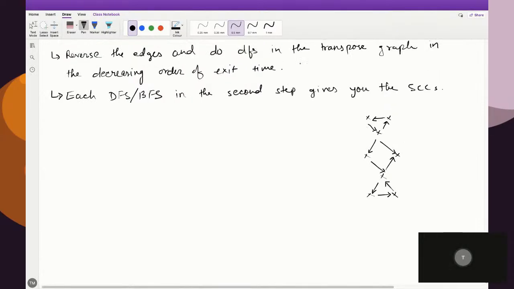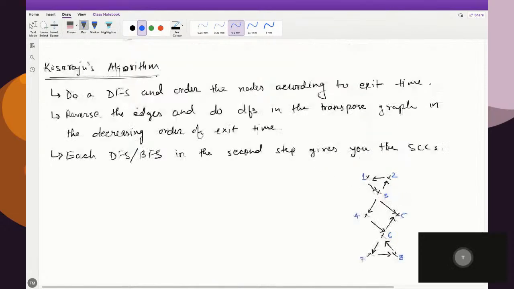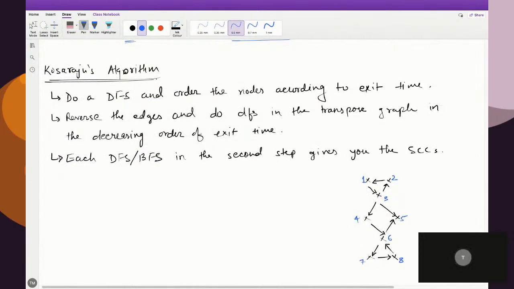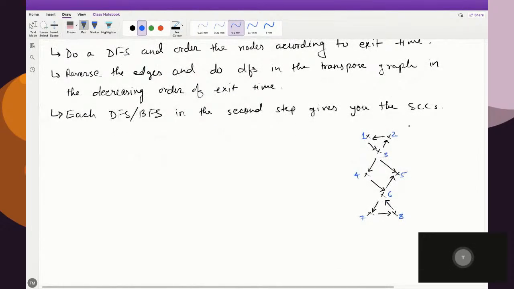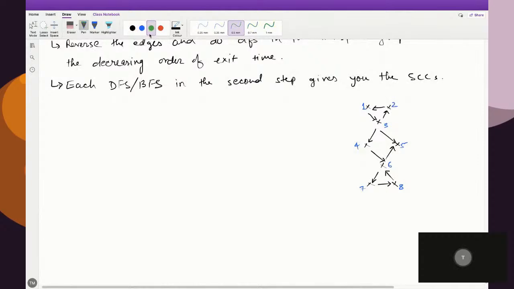So this is one of the graphs, and one can label the nodes like this: 1, 2, 3, 4, 5, 6, 7, 8. Now we are going to iterate this algorithm first in the original graph, and then we are going to visualize that algorithm in the reduced graph also, which will give us the complete solution. So now let us start the DFS from anywhere. Let us start the DFS from node number 1 maybe.